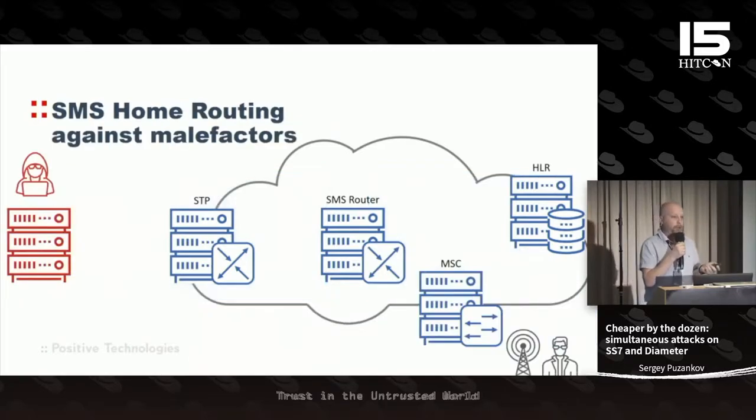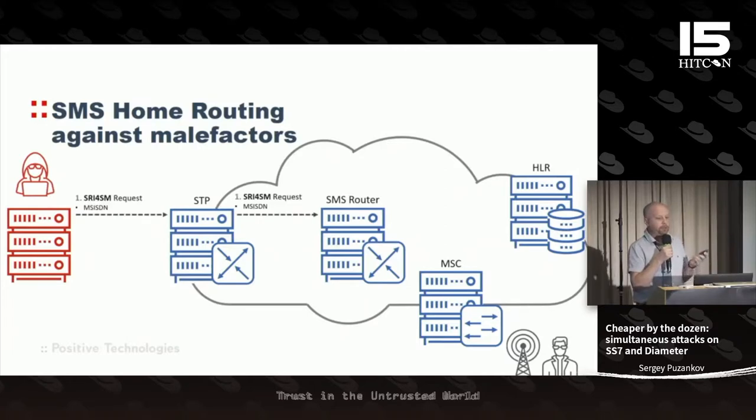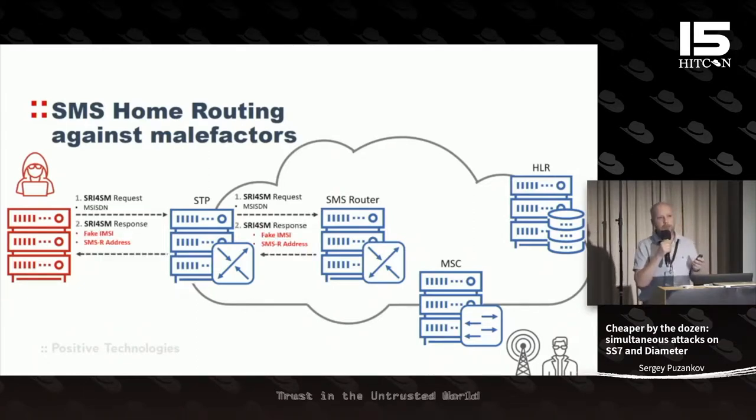And now, again, a malefactor appears on the SS7 network. The malefactor sends a send routing info for SM request to receive some confidential information. This signaling message comes to the SMS router. The SMS router replies with fake data. The network is protected.